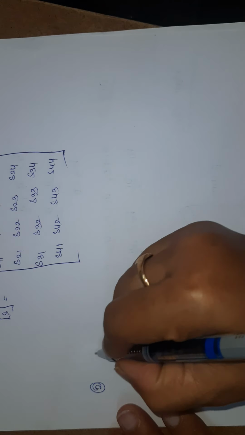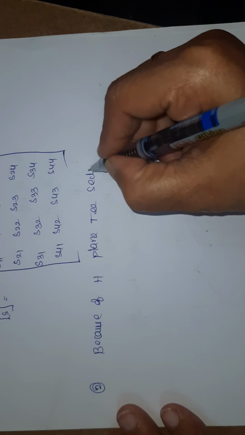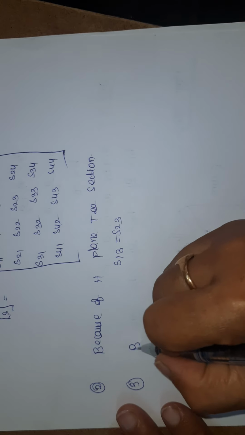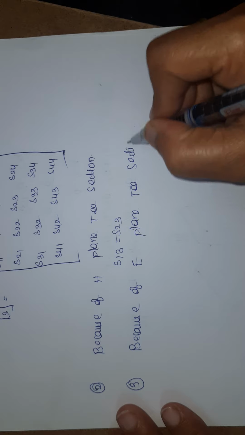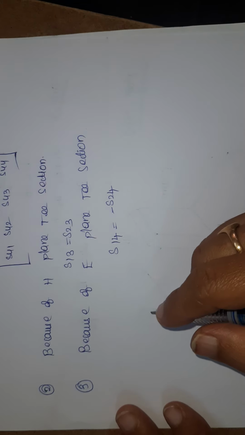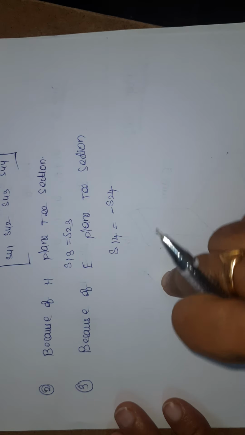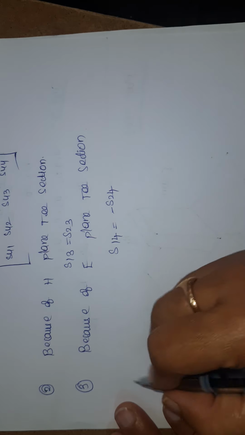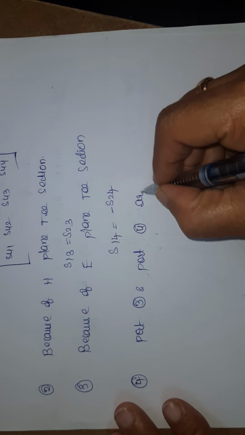Next, the second property. Because of the H plane tee section, because of the plane of symmetry, S13 is equal to S23. Because of the E plane tee section, S14 is equal to minus S24. Next, because of the geometry of the junction, an input at port 3 cannot come out of port 4, since they are isolated ports, and vice versa. Here ports 1 and 2 are collinear ports, but ports 3 and 4 are isolated ports.